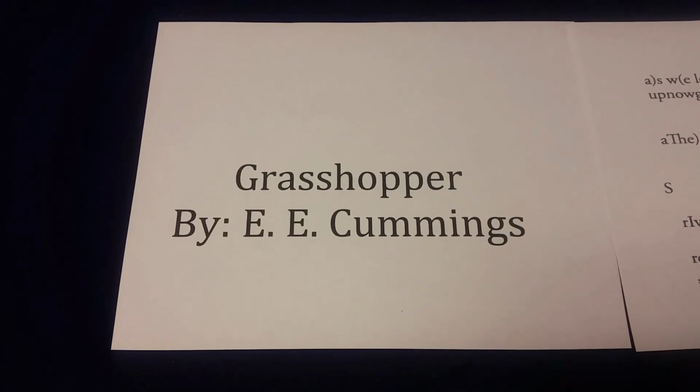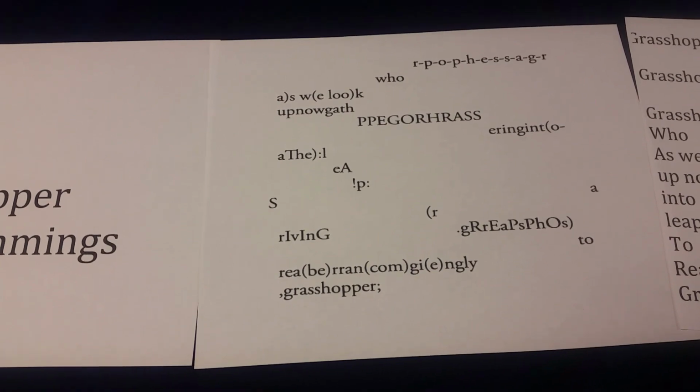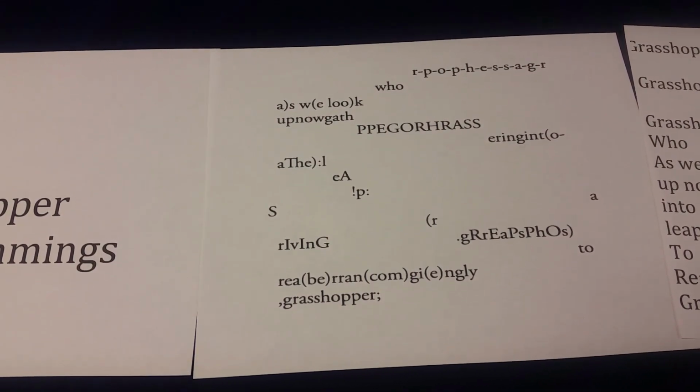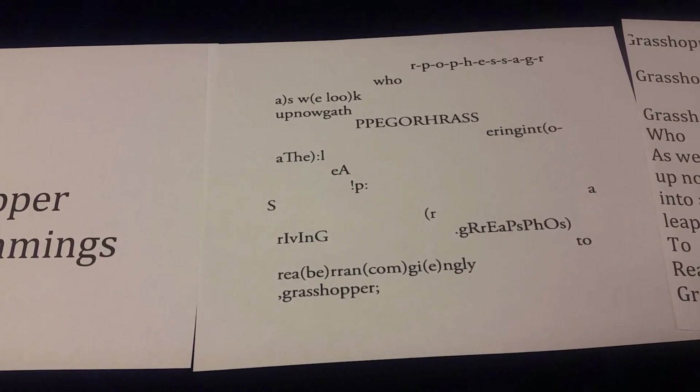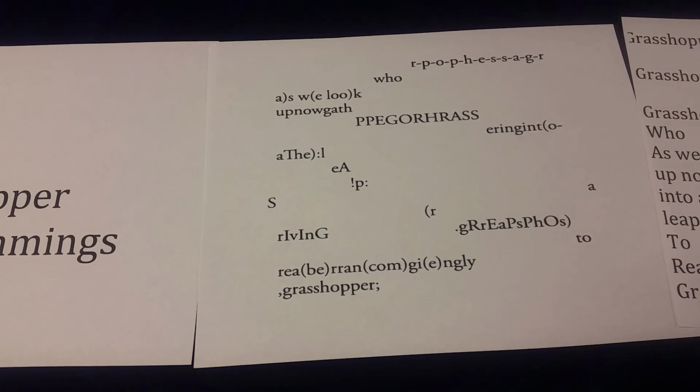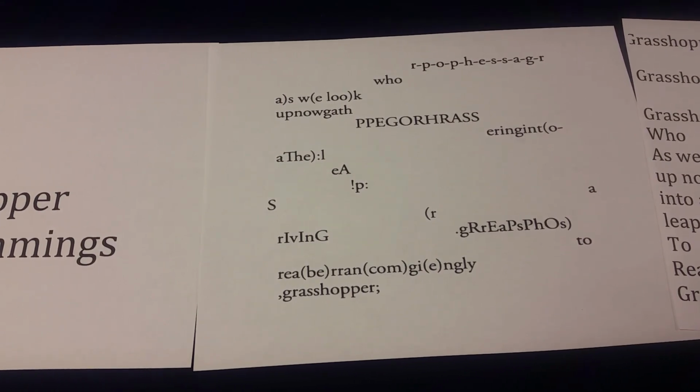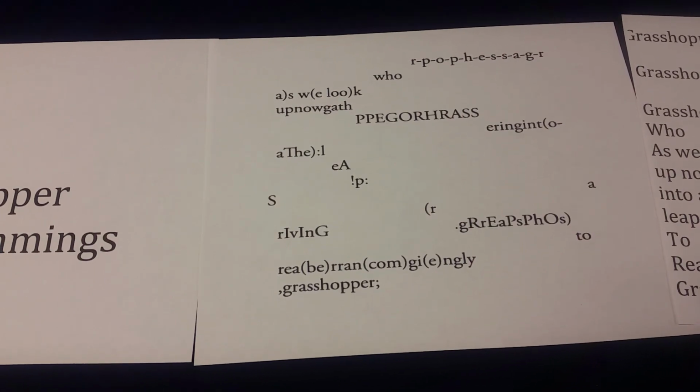Grasshopper by E.E. Cummings. At first glance, this poem seems to be just jumbled letters and symbols, hardly what could be called a poem. This misunderstanding and confusion is common, as I had the same misunderstanding when I first read the poem. Now let's decipher Grasshopper by E.E. Cummings.